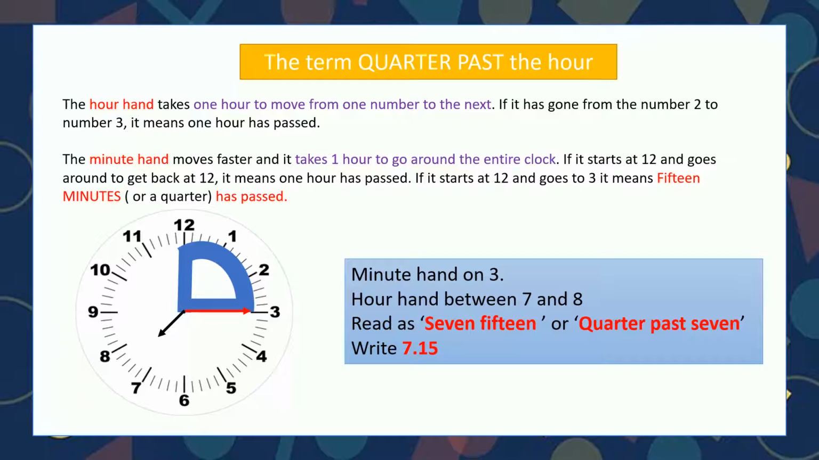Look at the clock shown here. The minute hand has gone from 12 to 3. So a quarter portion is passed. So the time is read as 7:15 or quarter past 7.